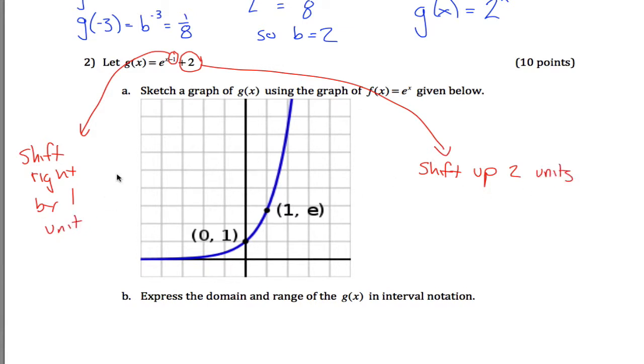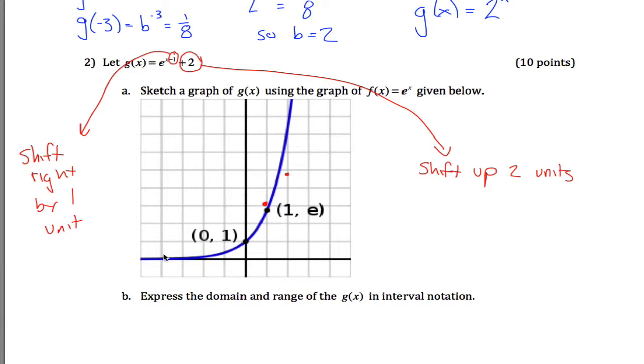That one's a little bit tricky. These horizontal transformations are kind of the opposite of what you'd think. You'd think negative 1 should make you go left, but it actually makes you go right. So let's see, we want to go up 2 and right 1. So this point right here now is somewhere over here, and this point right here going up 2 and over 1 is now somewhere in there.